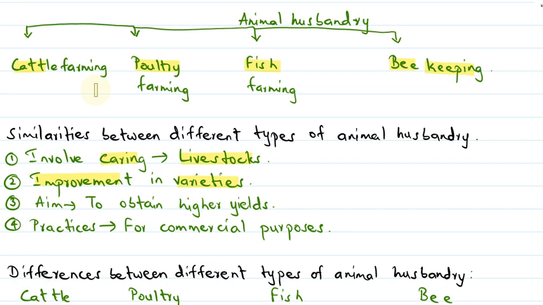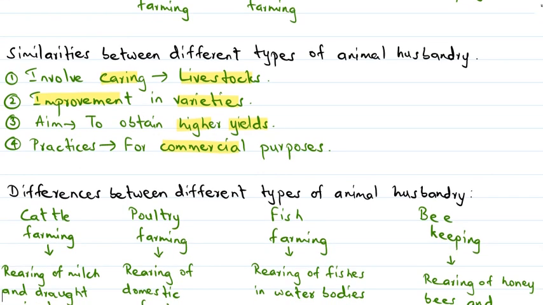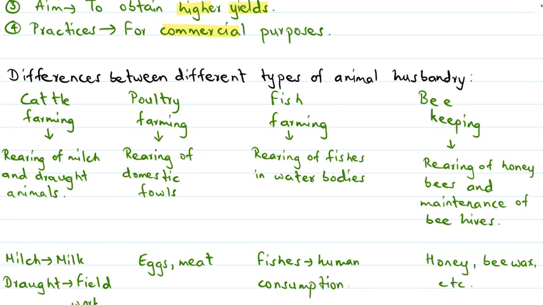Like in case of cattle farming, the aim is to improve the variety of cattle. In case of poultry farming, the aim is to improve the variety of poultry, birds and so on. Okay. Then the next similarity is that in all these different types of animal husbandry, the aim is to obtain higher yields. Okay. And then the fourth similarity is that all these different practices of animal husbandry are performed for commercial purposes. Okay.